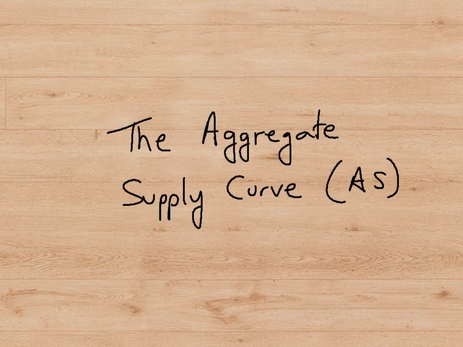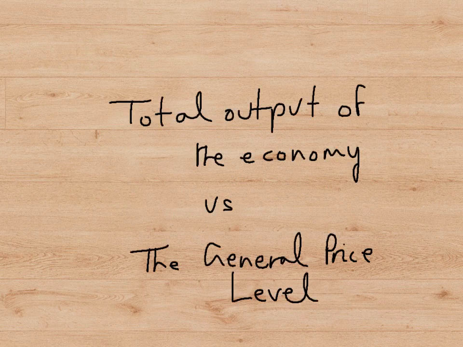This presentation is on the aggregate supply curve, the AS curve. We've already looked at the shape of the AD curve and what causes it to shift. Now we're going to look at the shape of the aggregate supply curve. The aggregate supply curve represents the total output of the economy at different price levels. So it shows us how much the economy will produce as the price level in the economy changes.